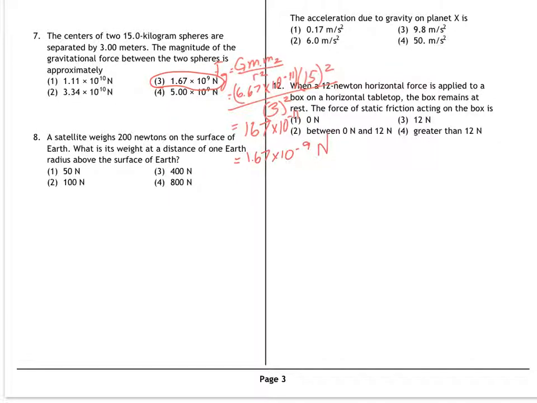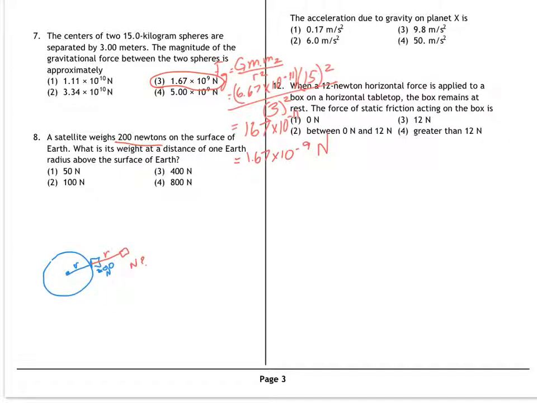Alright, for number 8, it says a satellite weighs 200 newtons on the surface of Earth. What is its weight at a distance of 1 Earth radius above the surface? So a quick sketch can help a lot here. This is the Earth, that's an Earth radius, and the satellite weighs 200 newtons when it's on the surface of Earth. So there's my 200 Newton satellite. But when I raise it an extra Earth radius above the surface, the question becomes, what is its weight in newtons now?